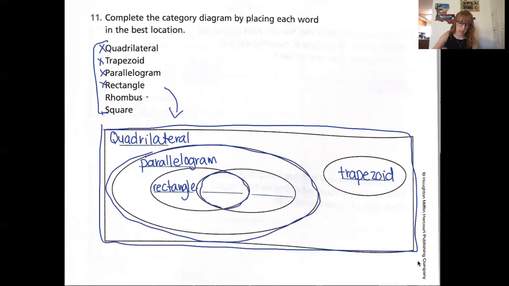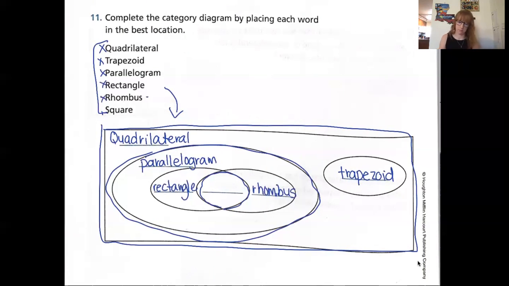And then rhombus. Now a rhombus has 4 sides. It has 2 pairs of opposite sides that are parallel, and it has 4 sides that are equal. So it doesn't share anything with a rectangle, so we're going to put it over here, rhombus.